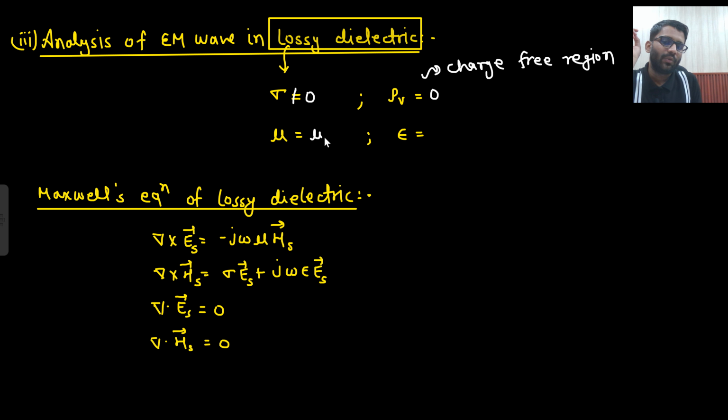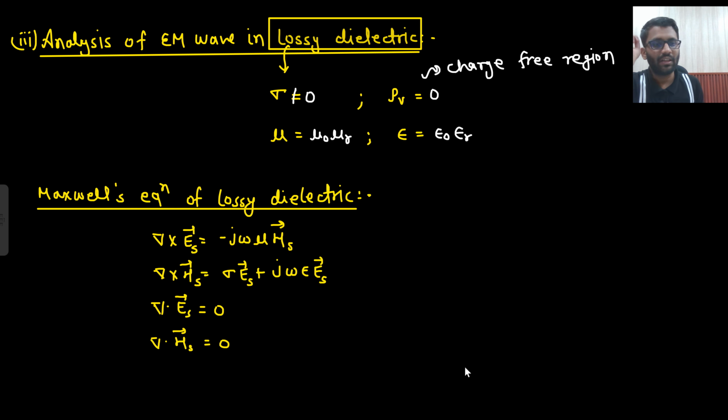Okay, mu is equal to mu naught mu r. Now your equations will change because now this will come into action. So again we will have to do the derivation, but only a small change will be there in the derivation.